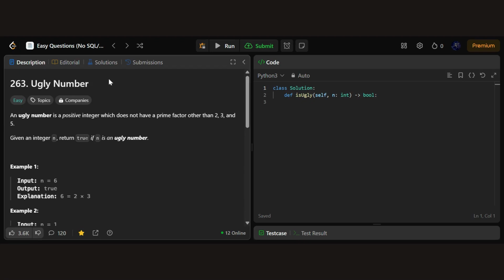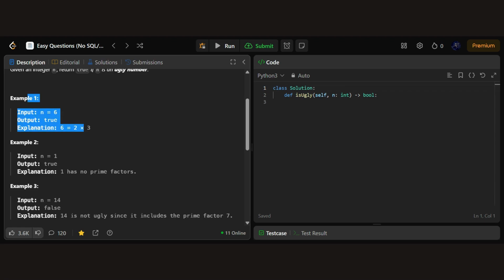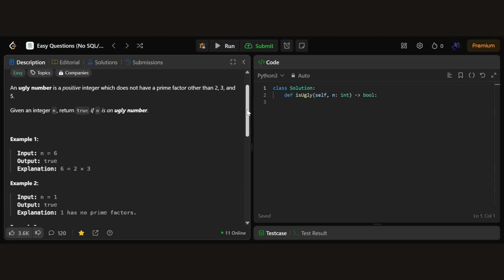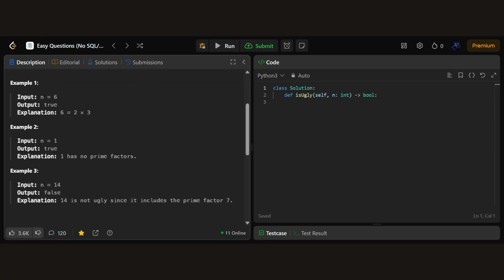Today we're going to be looking at Leetcode 263, ugly number. So we're told that an ugly number is a positive integer which does not have a prime factor other than 2, 3, and 5, and we're given an integer n and we need to return true if n is an ugly number. And we are given some examples over here where n is equal to 6 and the output will be true because 6 is 2 times 3, which makes n an ugly number.